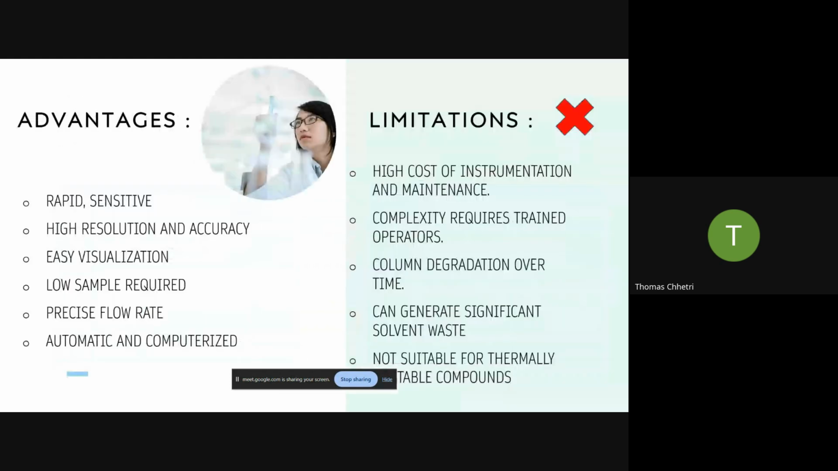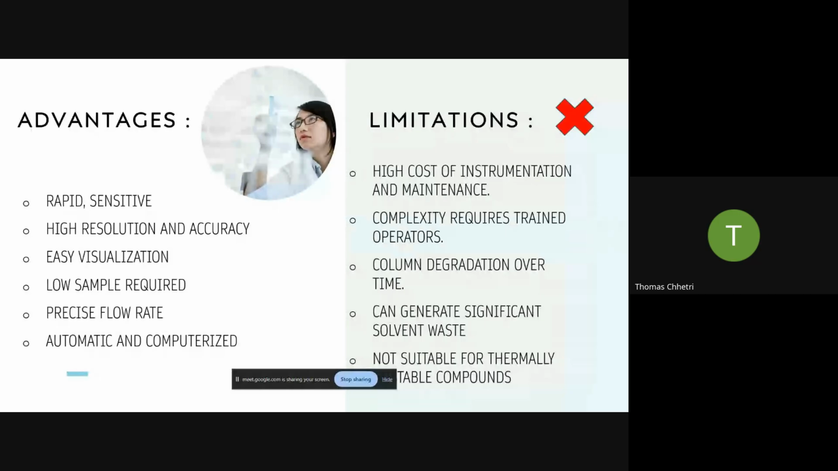The advantages of HPLC are that it is very rapid because of high pressure, it is sensitive, and a small amount of sample can also be very useful in the HPLC process. High resolution and accuracy are observed, and there is easy visualization.